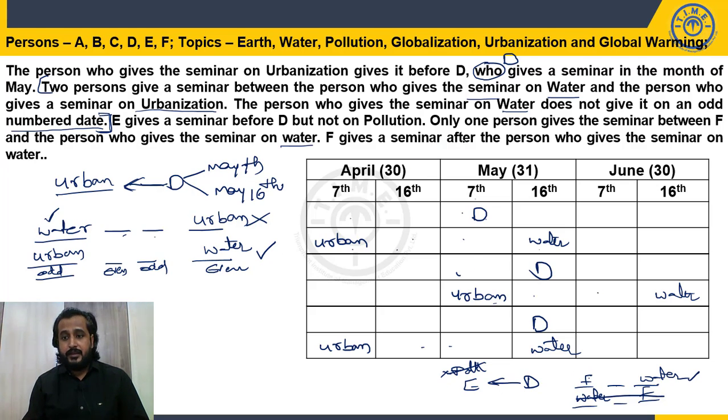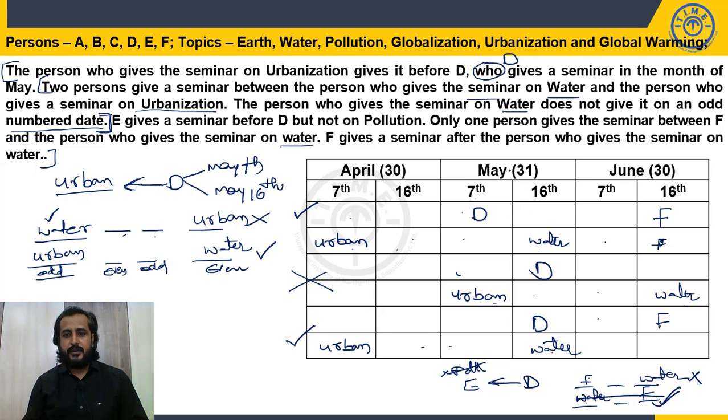Sorry, F gives after. So this is wrong and this is correct. Water, 1 gap, F should be there. So if I take this case, water, 1 gap, F is okay. Can I take this one? No. So this case is completely gone. So water, 1 gap, F, yes. So when we are done with this information, how many possibilities do we have? 2 possibilities, 1 and 2.